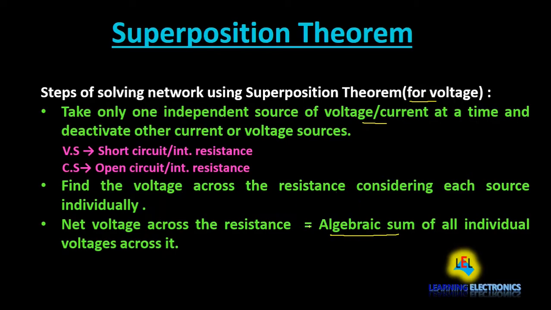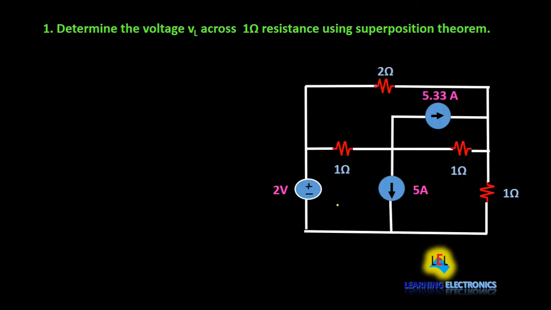Okay, so to understand these steps, let us solve one problem. The question is determine the voltage VL across 1 ohm resistance using superposition theorem. So we have to find out the voltage across this 1 ohm resistance VL by superposition theorem. Here we can see that three sources are acting, two current sources and one voltage source.